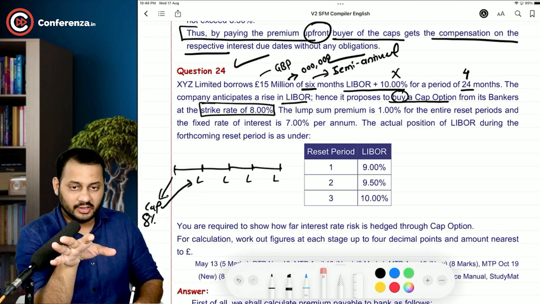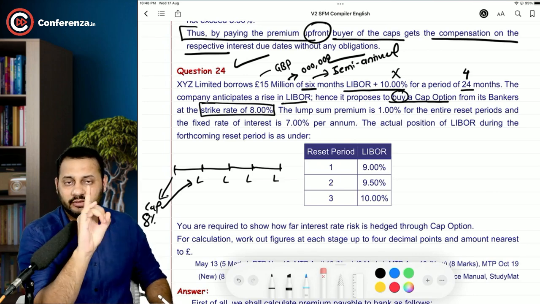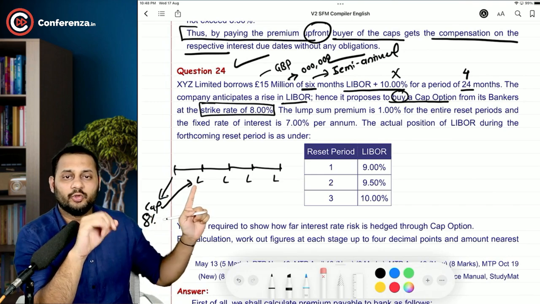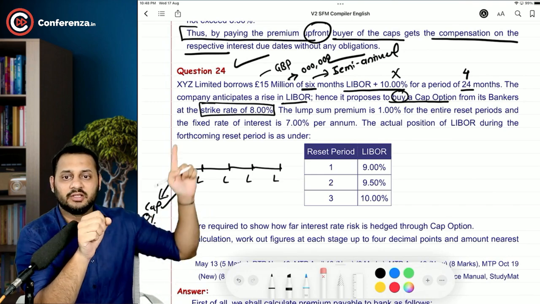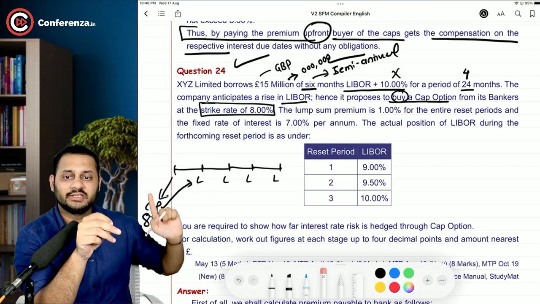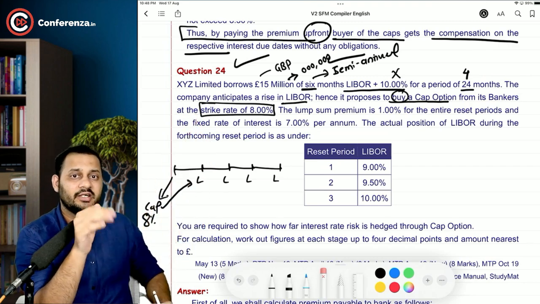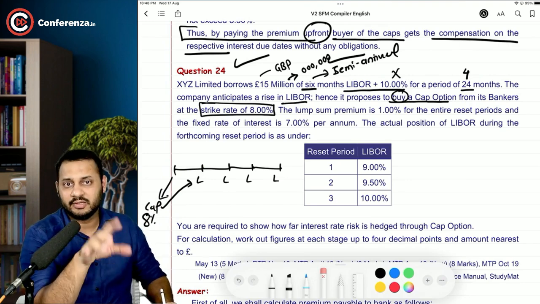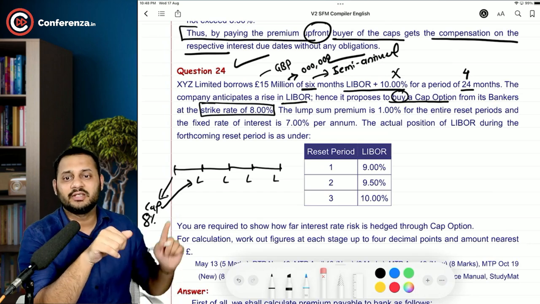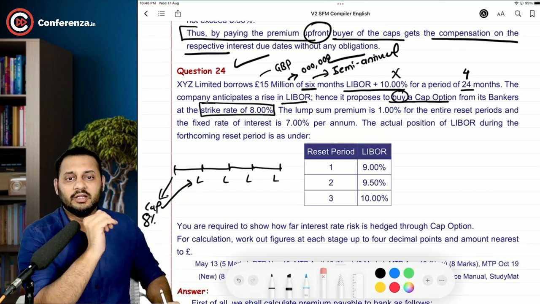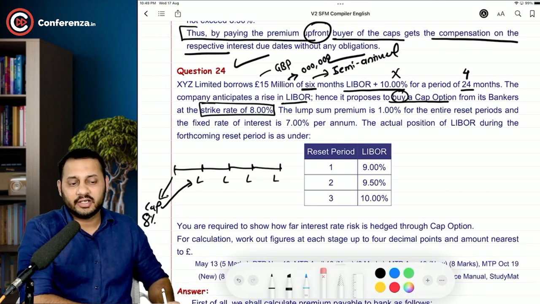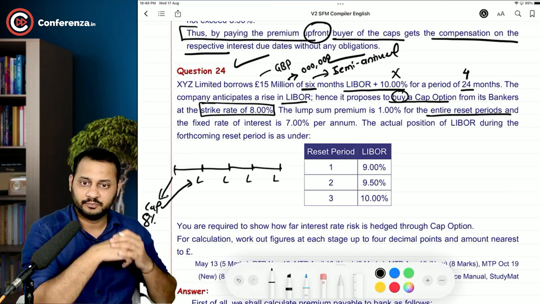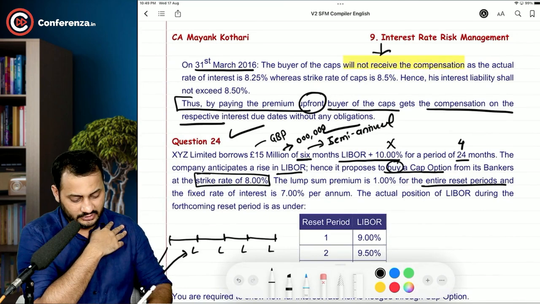Understand that it is not taken on the fixed amount, which is known already. So 8% has to be compared only with the LIBOR. In the cap option, the seller is promising that the interest rate won't go beyond 8%, and if it goes beyond 8%, I will compensate for it. So the interest rate he is talking about is the LIBOR only. The lump sum premium is 1% for the entire reset periods. So you can pay an upfront premium of 1% today itself, 1% of this amount, 15 million.